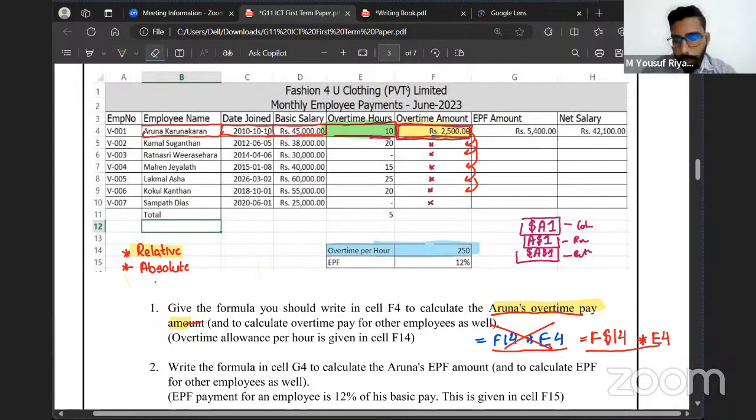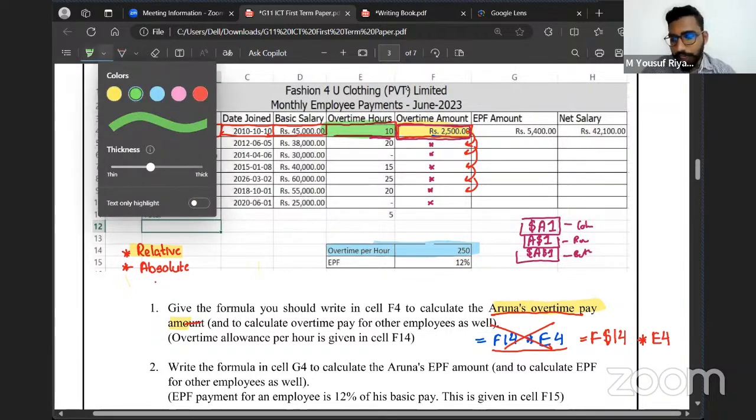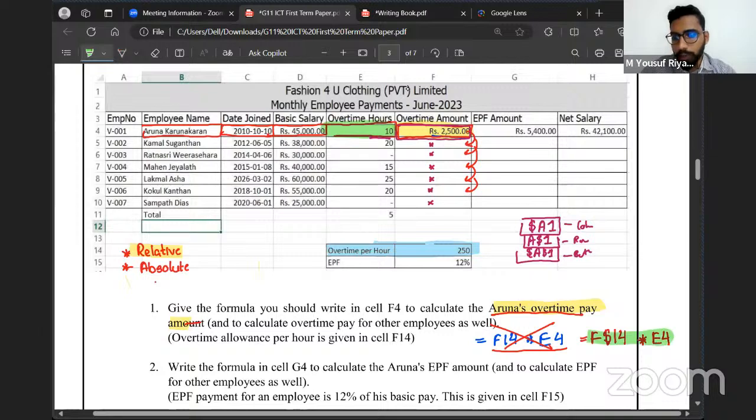Now, if I have this formula and copy it for other rows, there won't be any change. Why? The dollar symbol will be protecting it, like saying, I will not allow you to change. The protecting dollar symbol is in front of it. Is that clear, all of you? This is what we call absolute cell reference. In absolute cell reference, we always use the dollar symbol. So the answer there is equals F$14 into E4. Does anyone have any questions there?